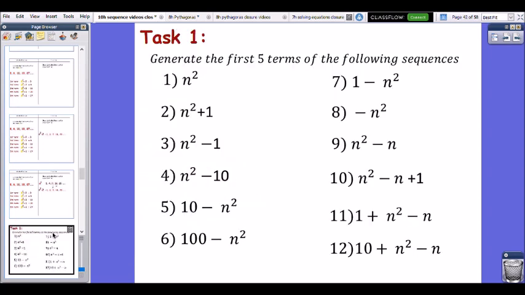Okay, so for our first task today, what you're going to do, could you spend about 10 minutes on this task, please? Do as much as you can. And I want you to generate the first 5 terms of each of these sequences, please.